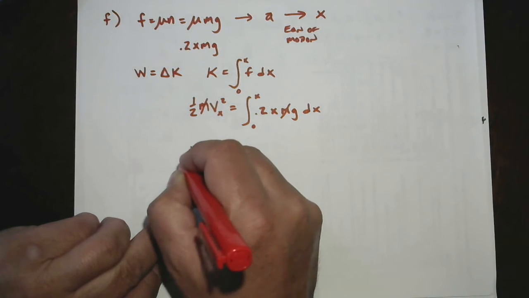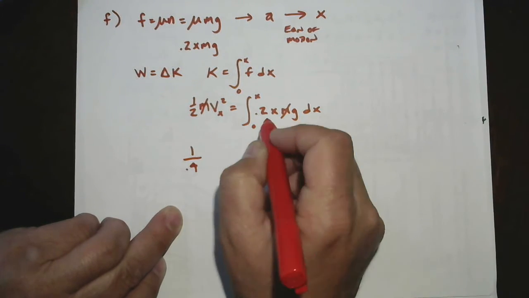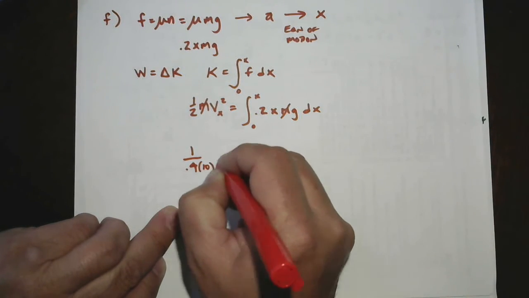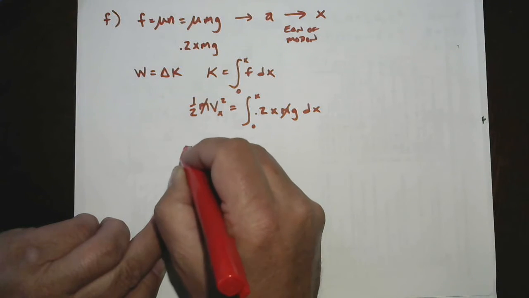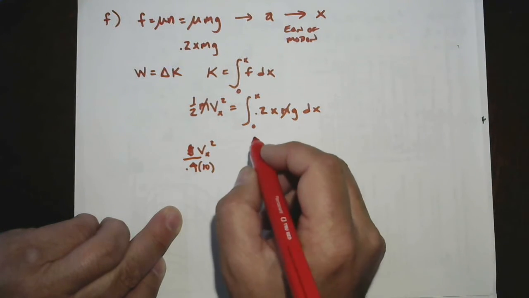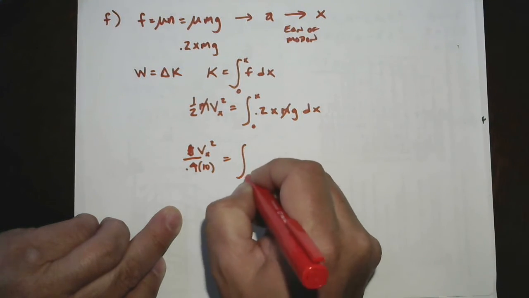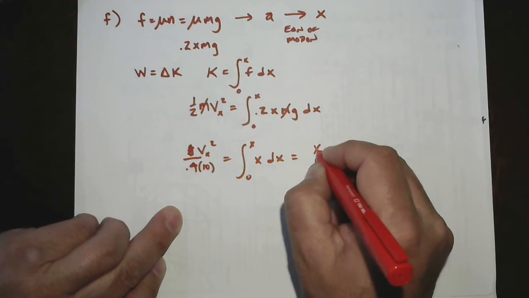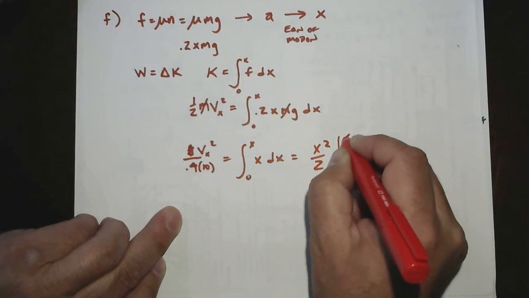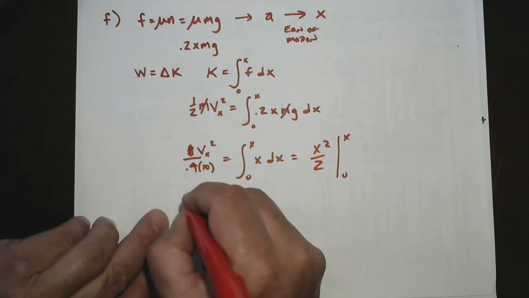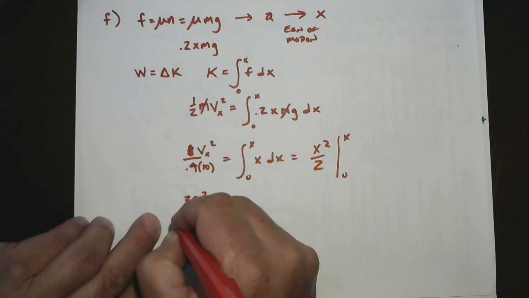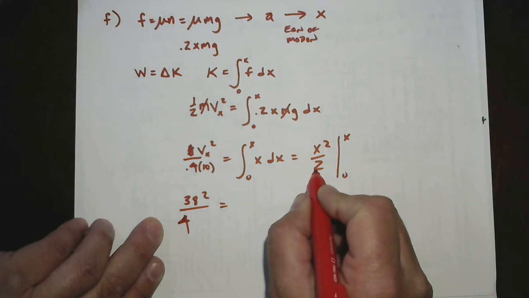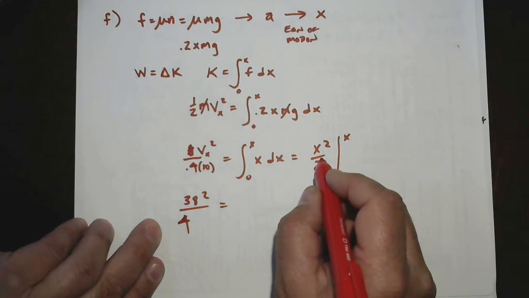So what we're going to have is 1 over 2 times 0.2, which is 0.4. This comes over, and then g on the bottom here, which is 10. And then we're going to have a vx on the top, so let me cross that out, and that's going to be squared. And all of that is going to be equal to the integral from 0 to x of x dx, which is, of course, x squared over 2, evaluated between 0 and x. Okay, over here we have our 38 squared over 4 times 10, which is 4. Okay, that's good. And over here, we have x squared.